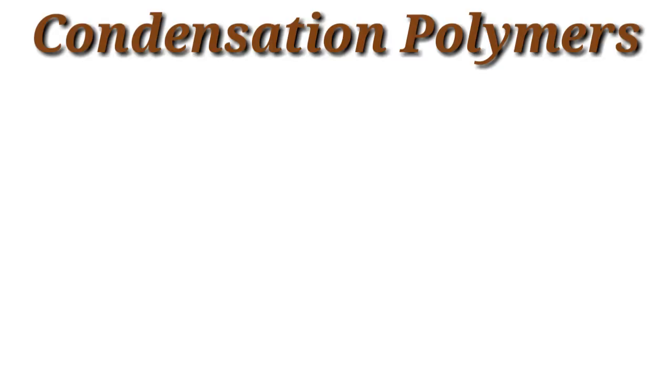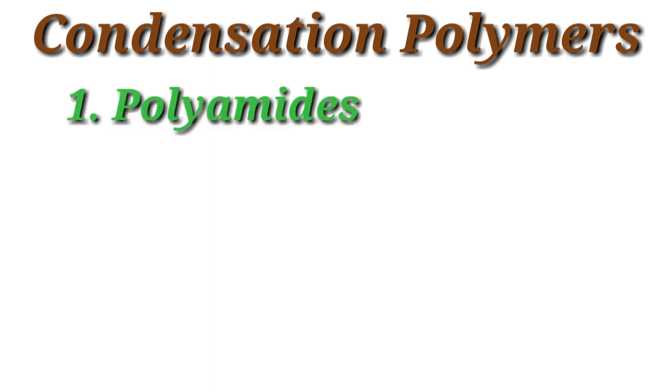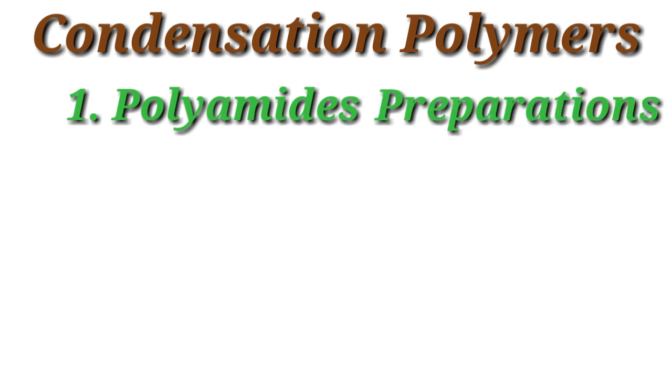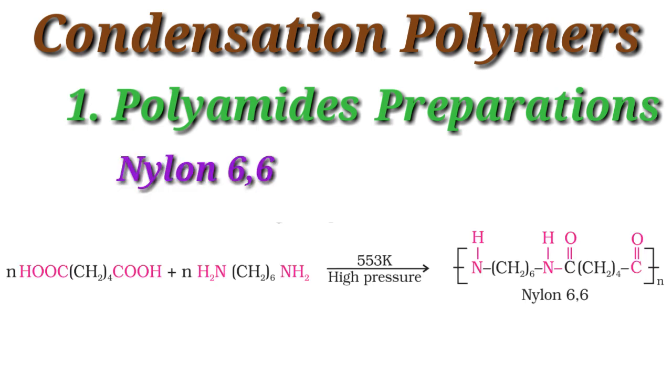Now we can discuss some condensation polymers. First one, polyamides. These polymers possessing amide linkage, that is CONH linkage, are important examples of synthetic fibers and are termed nylons. So we can study the preparation of nylons. First one, nylon 6,6. It is prepared by condensation polymerization of hexamethylenediamine with adipic acid under high pressure and at high temperature. Adipic acid plus hexamethylenediamine, at high pressure and high temperature, gives nylon 6,6.